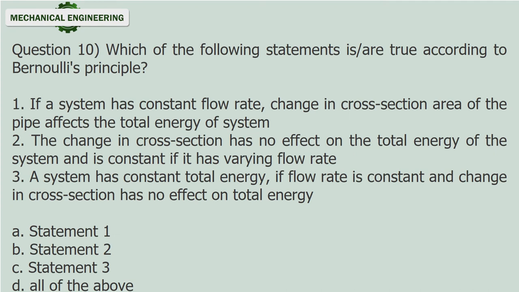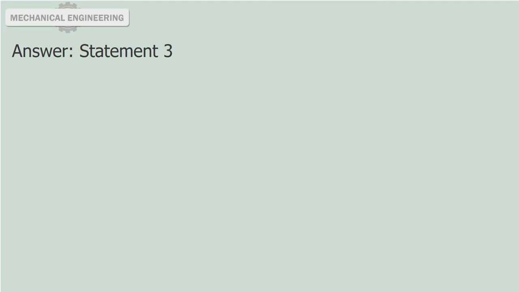Question 10. Which of the following statements are true according to Bernoulli's principle? 1. If a system has constant flow rate, change in cross-section area of the pipe affects the total energy of system. 2. The change in cross-section has no effect on the total energy of the system and is constant if it has varying flow rate. 3. A system has constant total energy if flow rate is constant and change in cross-section has no effect on total energy. A. Statement 1. B. Statement 2. C. Statement 3. D. All of the above. Answer: Statement 3.